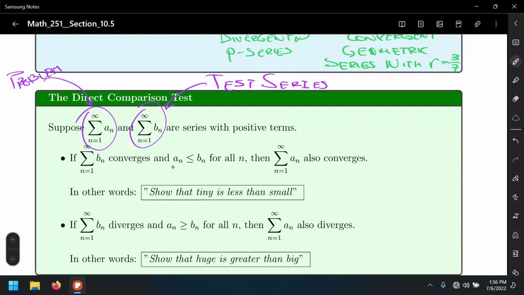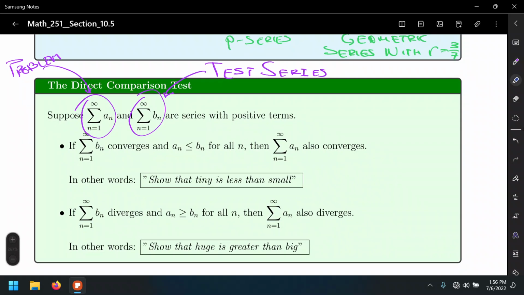We need to show that our problem is less than or equal to the series that we came up with. From there, if this inequality is true, then the original series, the problem series, will do exactly the same as the test series. For example, if my test series converges, my original series also converges. A good way to relate this is that we need to show that tiny is less than small.